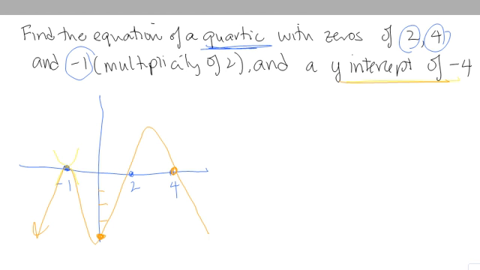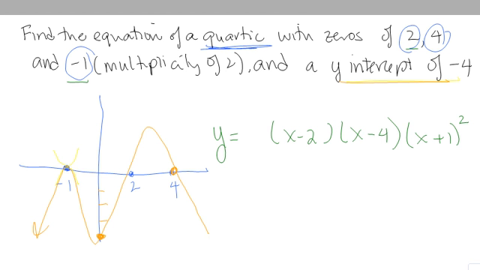So now let's find the equation of such a graph. I am going to write out the roots. The root is 2, which means the factor is x minus 2. A root of 4 means the factor is x minus 4. And a root of -1 means the factor is x plus 1. And a multiplicity of 2 means it's going to be squared. And that is a polynomial with the given roots.